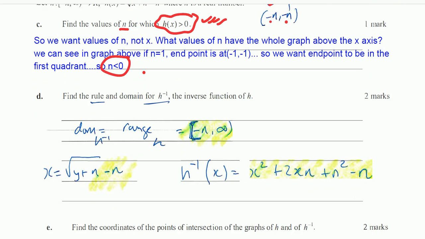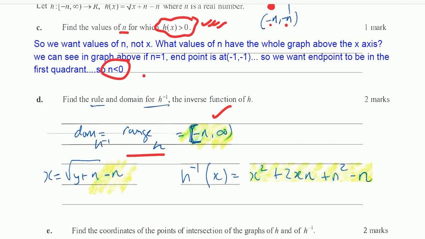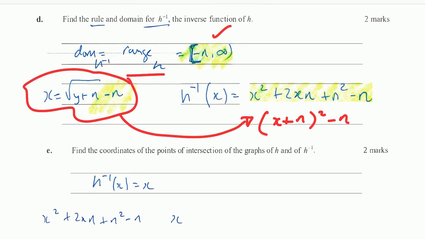Find the rule of the inverse and the domain of the inverse. Well, the domain of the inverse will equal the range of the function, and the range of the function should go from here to infinity. So that's -n inclusive up to infinity. And to come up with the rule, I've entered this into my calculator and gone solve for y, and it came up with that. Some calculators might give x plus n squared minus n, and that's also perfectly correct.